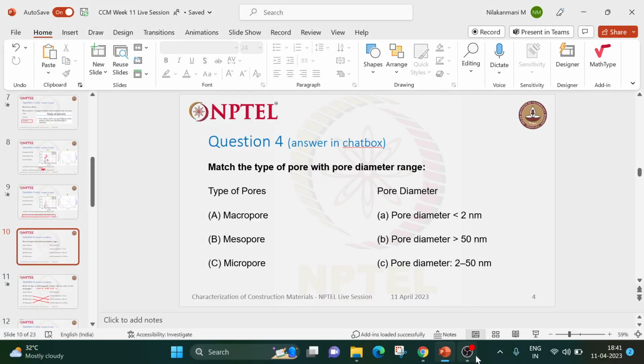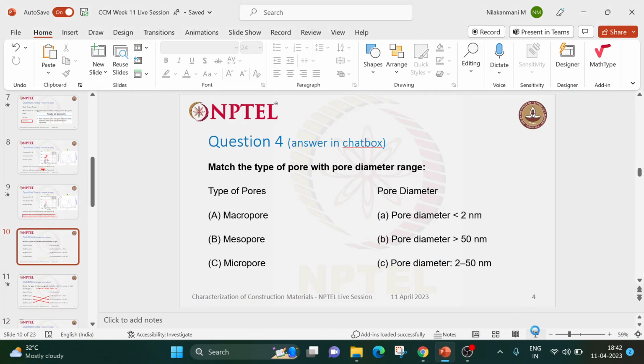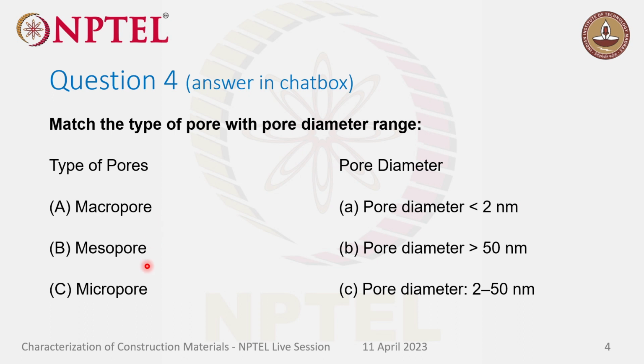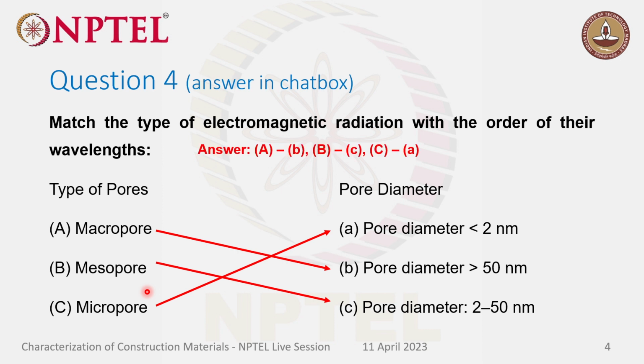Time is up. Okay, BC, that's the right answer. The name itself suggests it: macro means it's big, meso means it's middle, micro means it's very small. It's a very, very simple question. So here is the right answer. Macropore means its pore size is greater than 50 nanometer. Meso means it lies in the zone of 2 to 50 nanometer, and micro means it's smaller than 2 nanometer. Okay, so B, C, A is the right order.